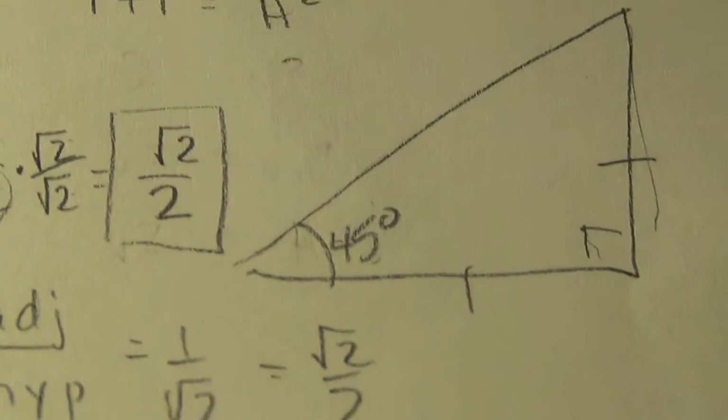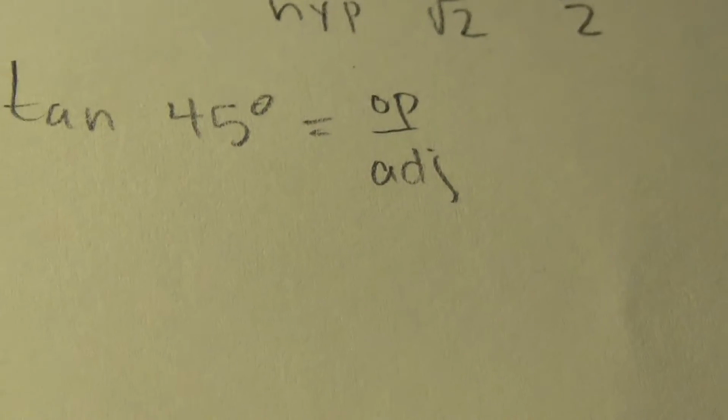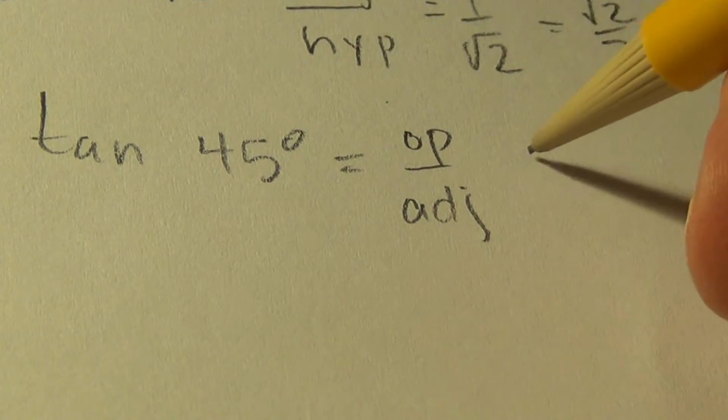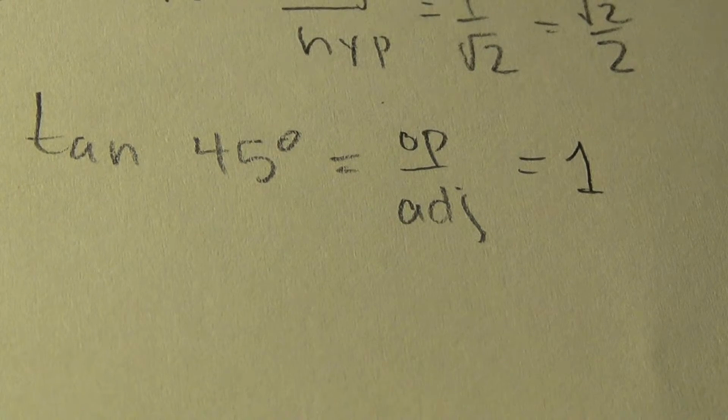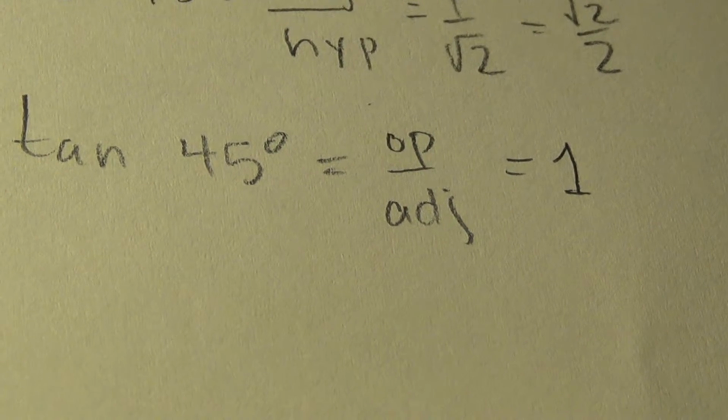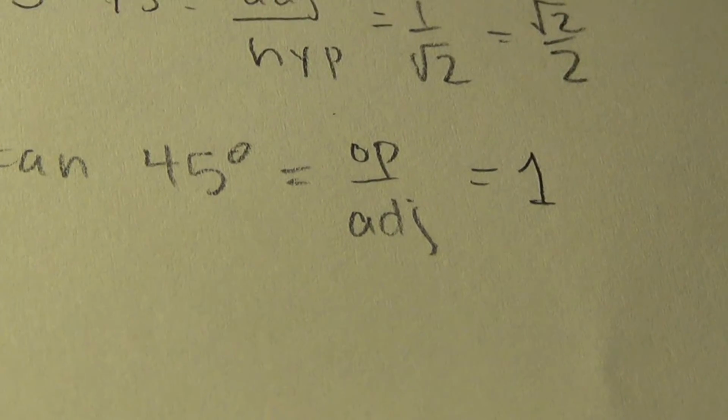So I told you it was a funny one. So tangent of 45 is 1. So these are some actual angles that we know sine, cosine, and tangent for. Alright, there's another special triangle that can get us a couple more.